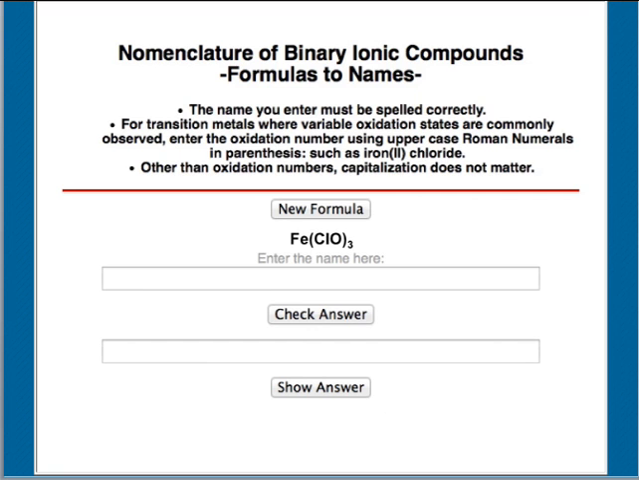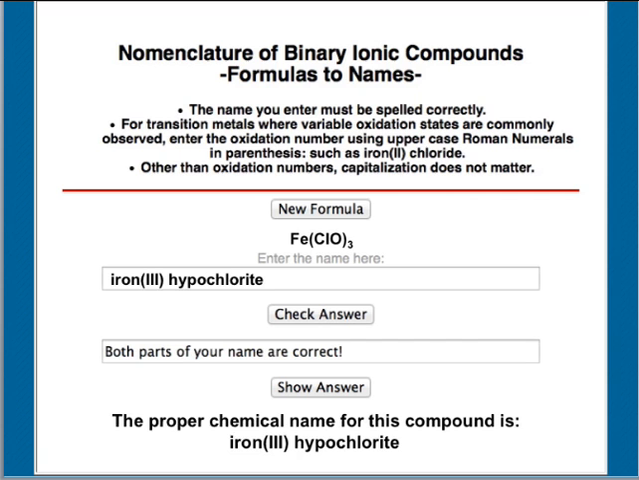So we have 3 negative charges here. What's the charge on the iron? We have 3 negatives, we need 3 positives. So we'll call this iron(III) hypochlorite. Why'd you call it a hypo? Well, that's the name of the polyatomic.